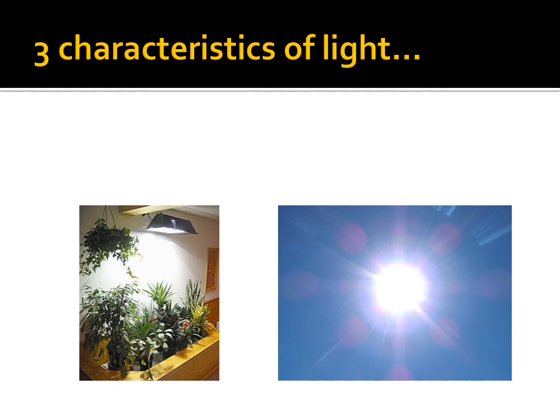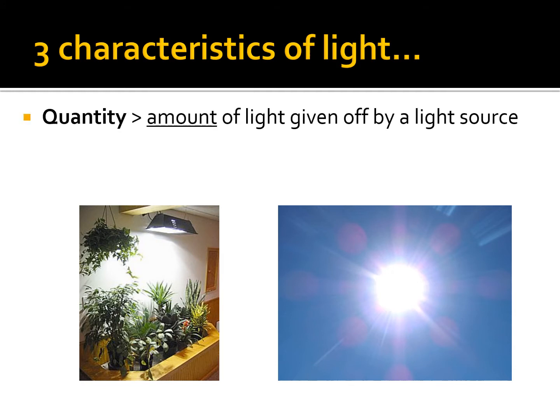A second important characteristic of light is the quantity of light that plants receive. Quantity refers to the amount of light given off by a light source. For plants growing outside, the light source is going to be the sun. However, sometimes we grow plants in indoor environments and the light source could be some type of artificial lighting. Quantity, or the amount of light, is correlated with something called light intensity, which we can measure with a light meter.